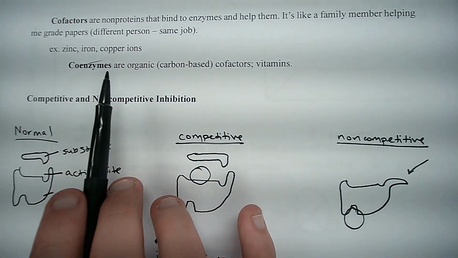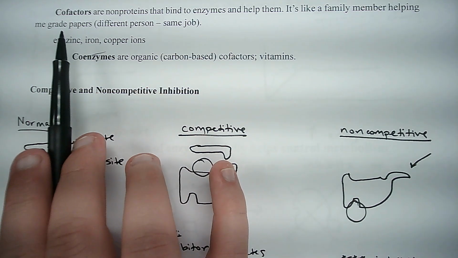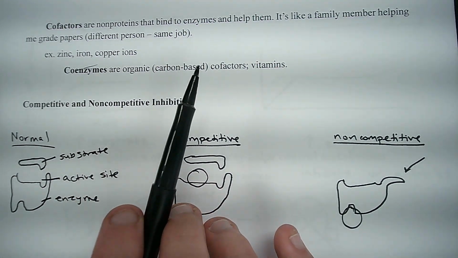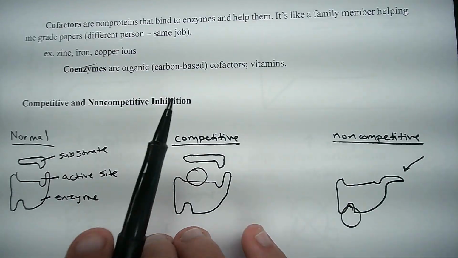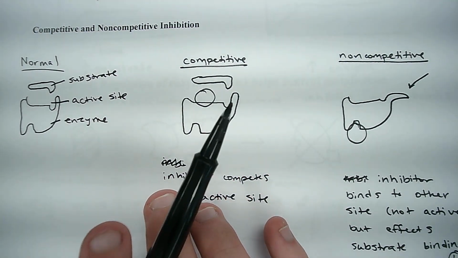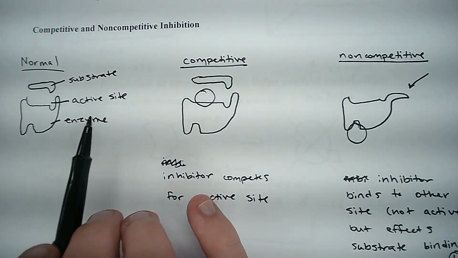And there are also things called coenzymes. Coenzymes are cofactors like zinc, iron, and copper, but they're organic. They're carbon-based, and many vitamins are coenzymes like that. Okay, enzymes can also be inhibited competitively and non-competitively.